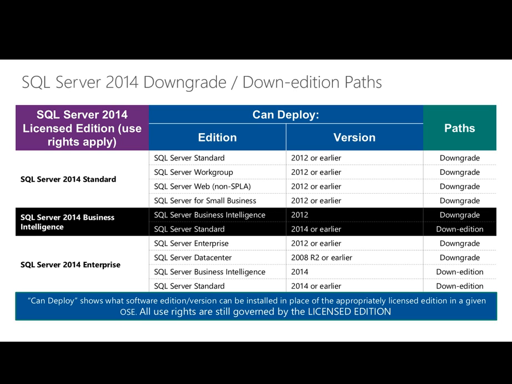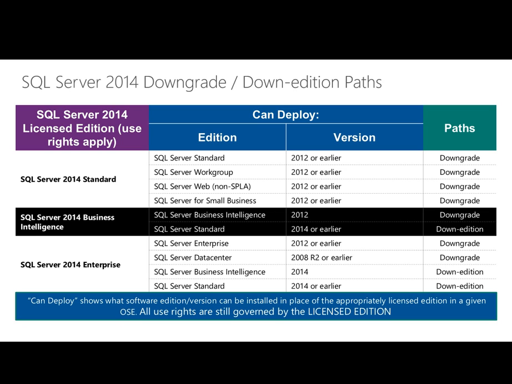That's a downgrade path. Sorry for the confusion, I'll just do it again. SQL Server 2014 Standard, you can downgrade to the same edition, so standard to standard, or a lower edition. So you can go down to Server Workgroup, Server Web, or Server for Small Business. And you can downgrade to a lower version. It could be 2012 or lower.